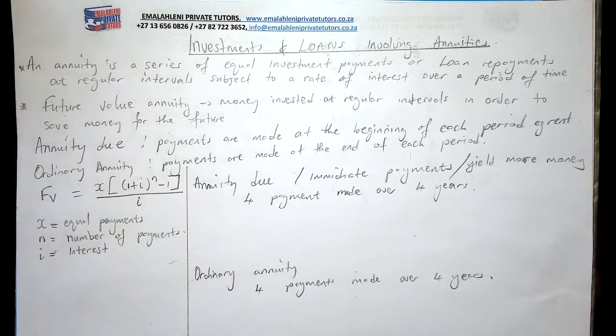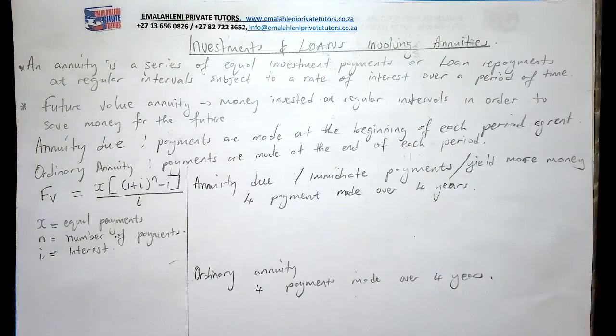Okay, so when you are investing money, you are trying to attain a certain value. You want a certain value in future. So we use what we call future value annuity. So what you're doing, you are saving money, maybe for college, or maybe for a wedding, or for lobola. You're putting equal payments into the bank, so that the bank can save for you. Then you can take it as a lump sum later on.